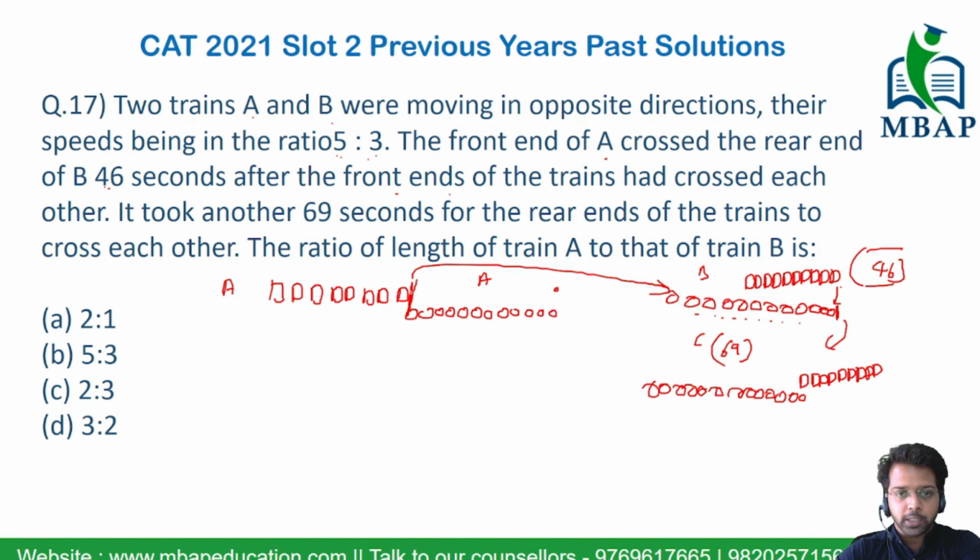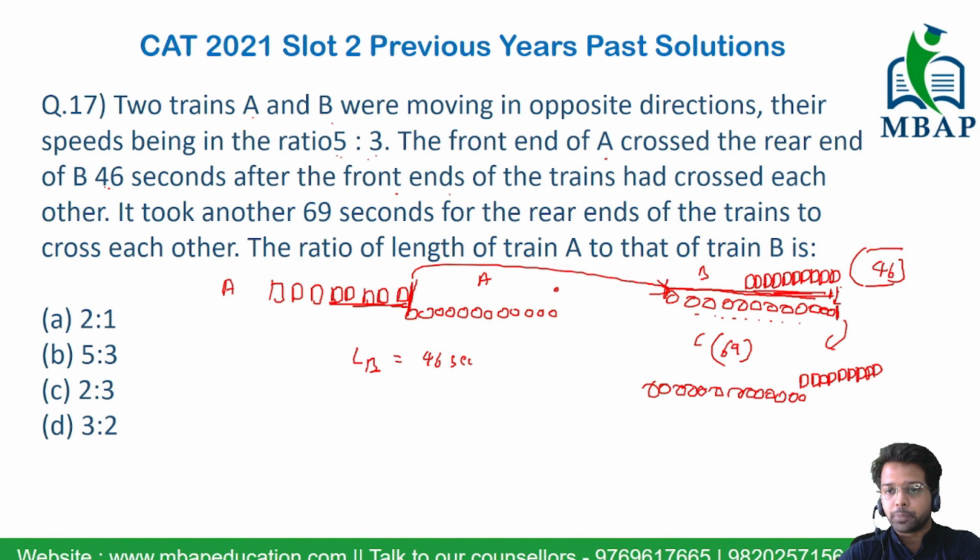From the first instance, where train A was here, to the level where train A is about to meet the rear end of B, what is the distance travelled by train A? The distance travelled by A from the first to the second instance will be exactly the length of B, because from here to here you're just crossing the length of B. To cross the length of B, how many seconds have you taken? You have taken 46 seconds.